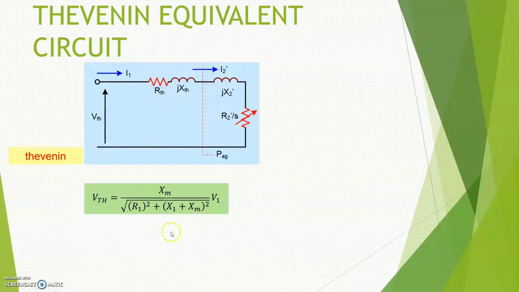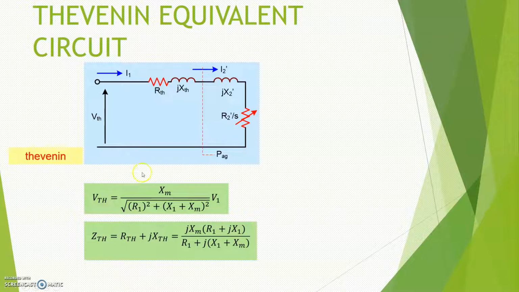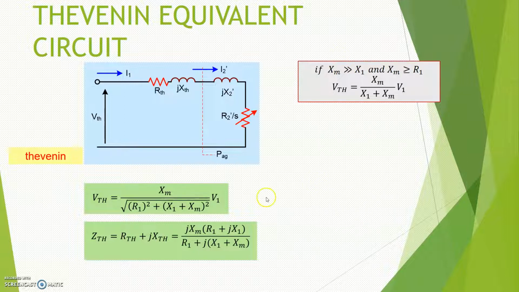Alright, so this is the formula that you can use to find the V-Thevenin and also the Z-Thevenin. This formula is similar to the one we showed in the previous slide. You can further simplify your equations by assuming that XM is much greater than X1 and XM is much greater than R1. Then V-Thevenin is equal to XM divided by X1 plus XM, multiplied with your V1. V1 is the V supply to the stator circuit.